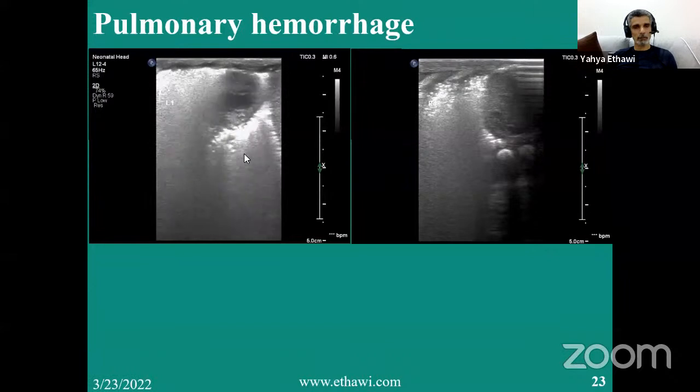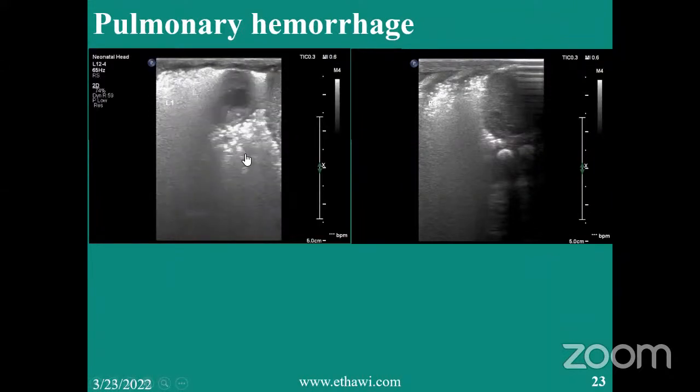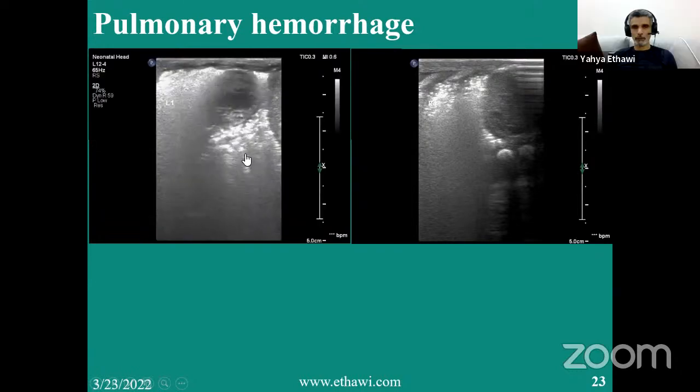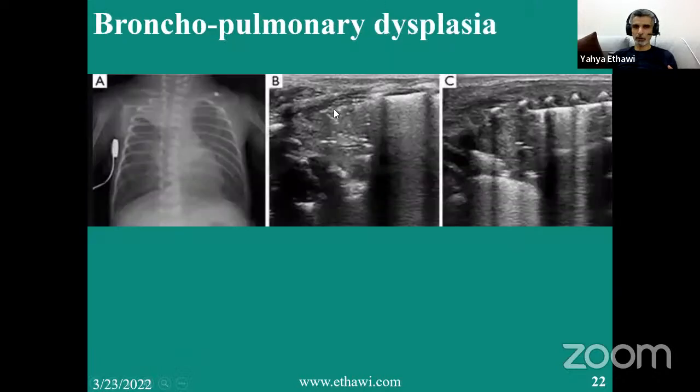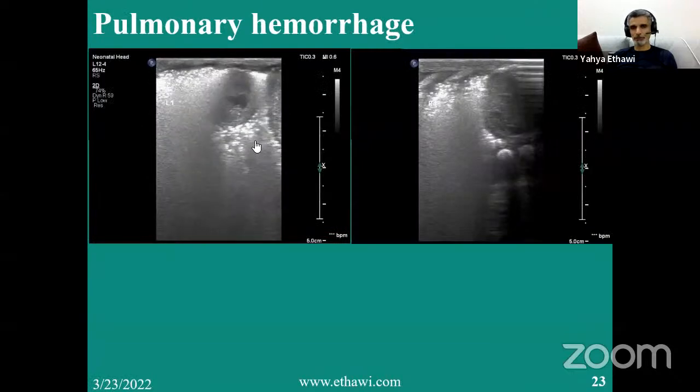And let's look at the pulmonary hemorrhage. So you can see in pulmonary hemorrhage, you will have interfaces between abnormal lung, but it's more as if it's filled with air bronchogram. The air bronchograms are very obvious. Look at the air bronchogram here and look at the air bronchogram here.